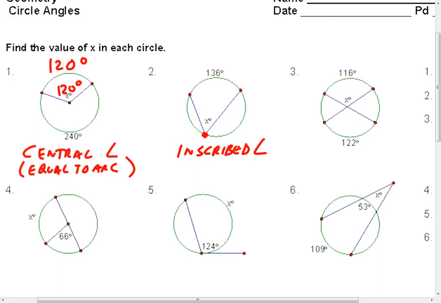And where is it? It's in the circle. Because you could have a vertex on the circle, but that angle is not totally inside, like number 5. So it's got to be inside and the vertex right on the circle. Think about the rule. The rule is that the angle is half of the arc. What's that going to be? 68?